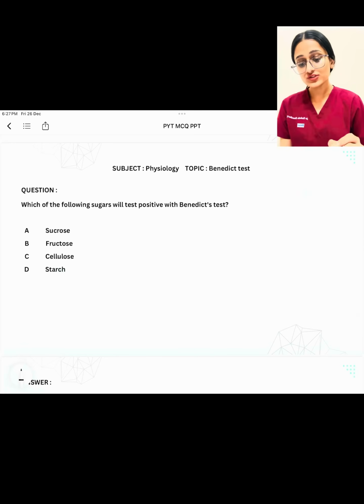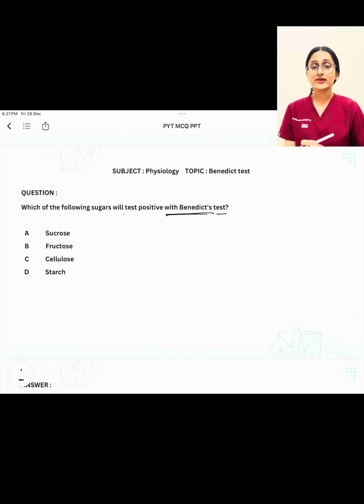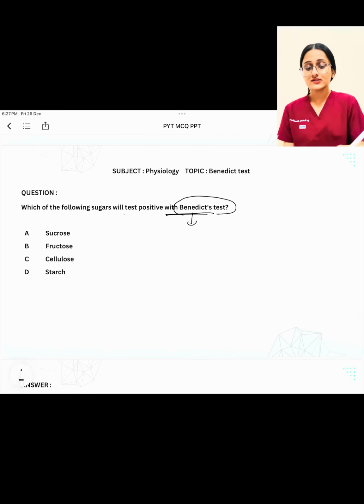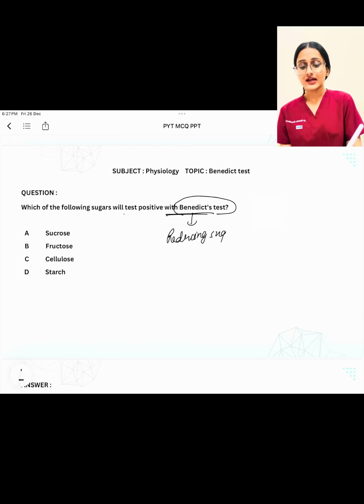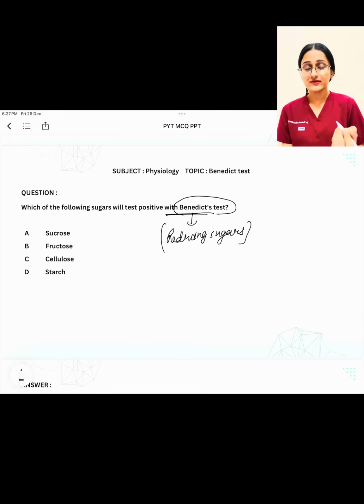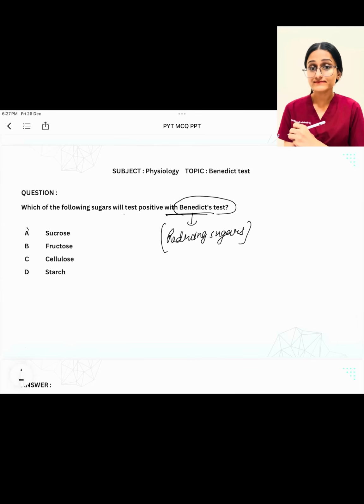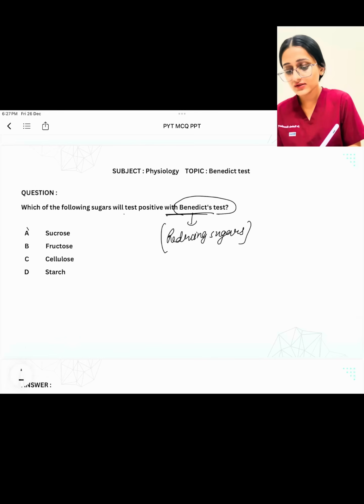Which of the following sugars will test positive with Benedict's test? So what is Benedict's test? It is a test for reducing sugars, to detect reducing sugars. So I think it's very simple. We can just rule out, is sucrose a reducing sugar? Sucrose is a non-reducing disaccharide.